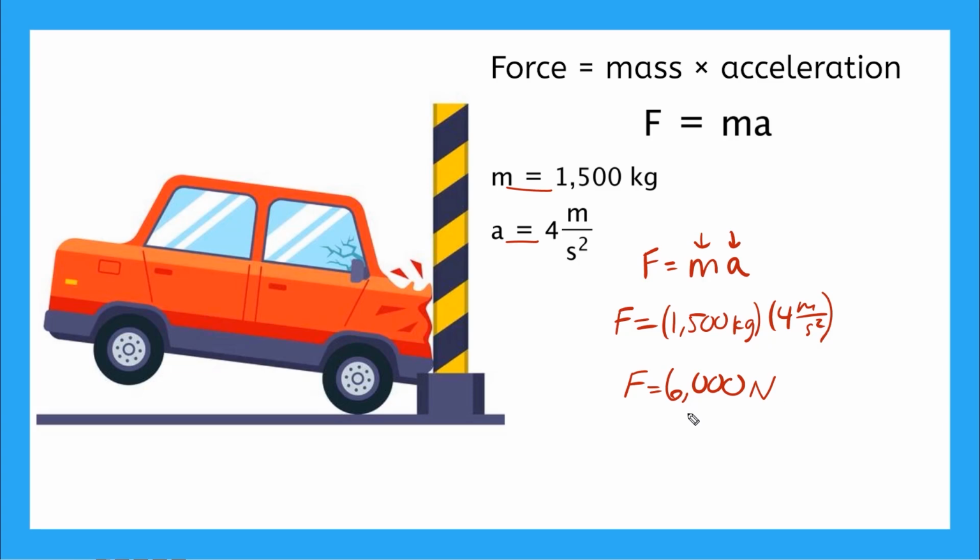So the automotive engineers would know that the force exerted on this wall right here is going to be 6,000 newtons. And then they can calculate how much damage will happen to the car and if the driver will be in danger. That's pretty crazy stuff, right? All from just using 2 variables.